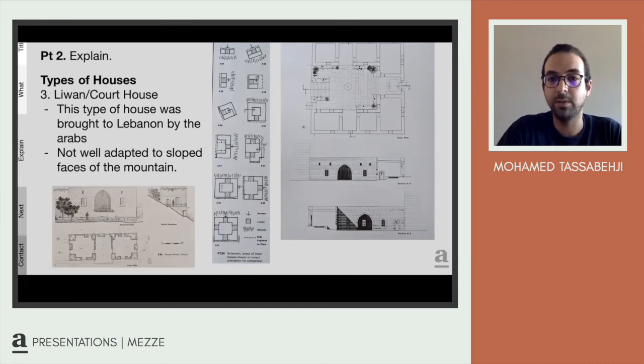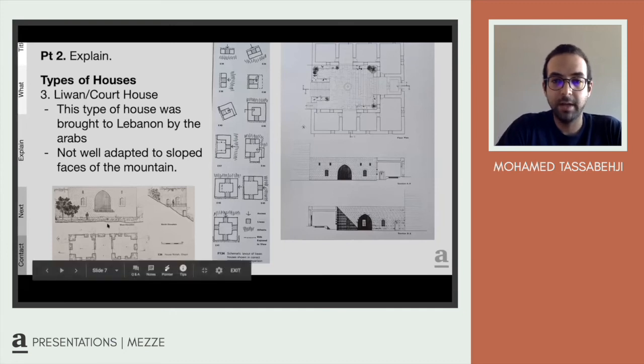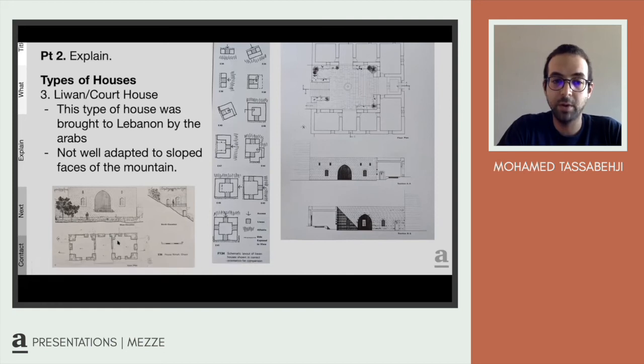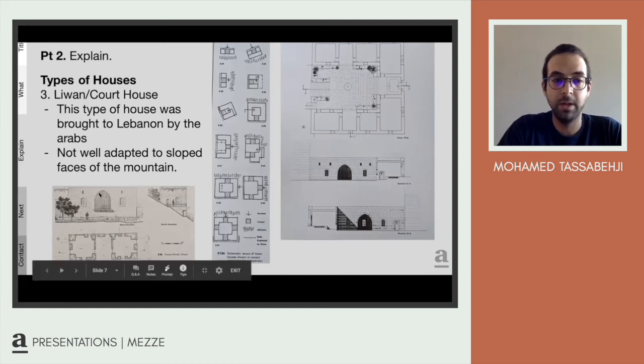Again, we get to the issue with mountains in Lebanon. You don't have an open flat area to open the Liwan to, so the Lebanese flip it. Now your Liwan, the open space, is facing uphill. You puncture the back with a window, and you have a view onto the valley.